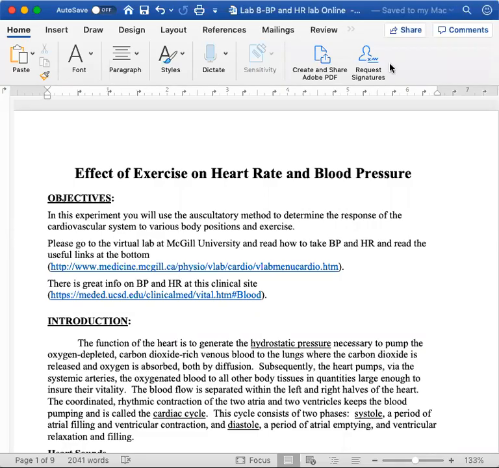Okay, so for today, for lab, you're going to do the effects of exercise on heart rate and blood pressure and the effects of body position on heart rate and blood pressure.